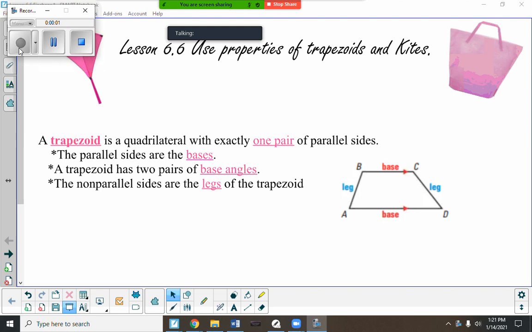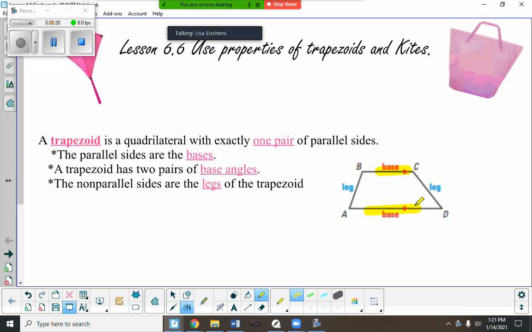So this is lesson 6.6. And in this lesson, we're going to talk about the definition and the properties of trapezoids and kites. So a trapezoid is a quadrilateral, means it has 4 sides, with exactly 1 pair of parallel sides. So we only have 1 pair of parallel sides.